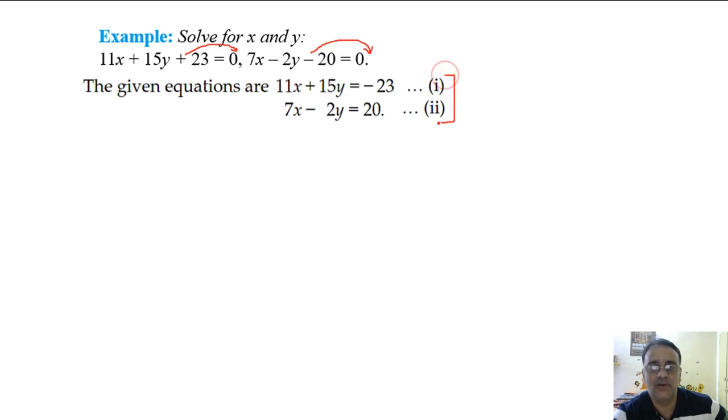Yes, sir. Now, which variable's coefficient do you want to make equal? x or y? y. Why? Because the signs are opposite, so we have to add after making them equal.